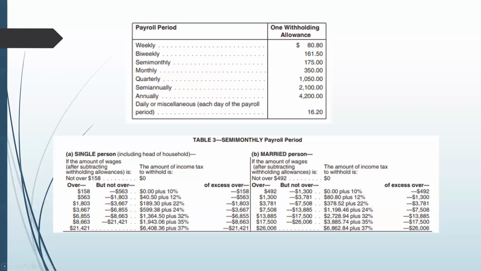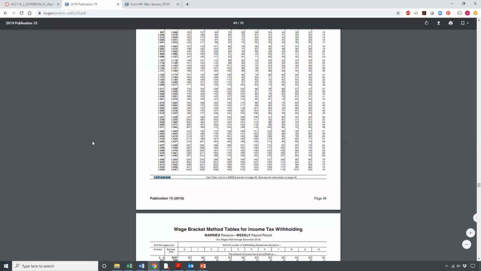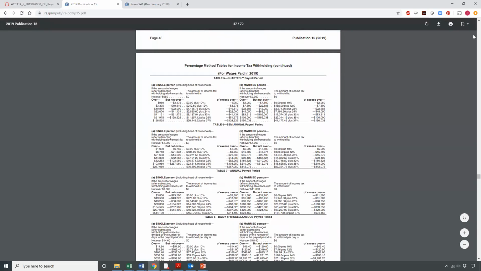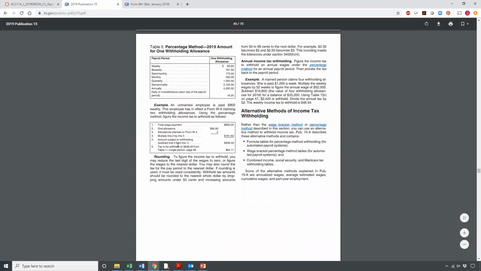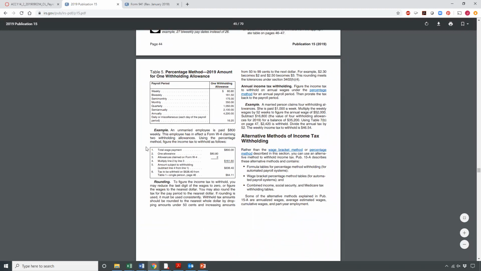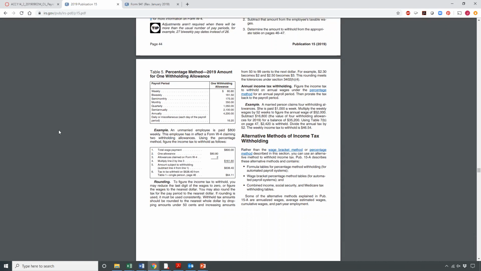And actually, the Circular E, which is right here, goes through an example. I know a couple of you have mentioned that you read through the Circular E, and I'm very happy to hear that because there's some great information in here. They have an example of how to calculate the withholding for the percentage method, which you can see in the center of your screen. So I kind of did that same thing, but a lot of people were really confused as to how to go about this method.